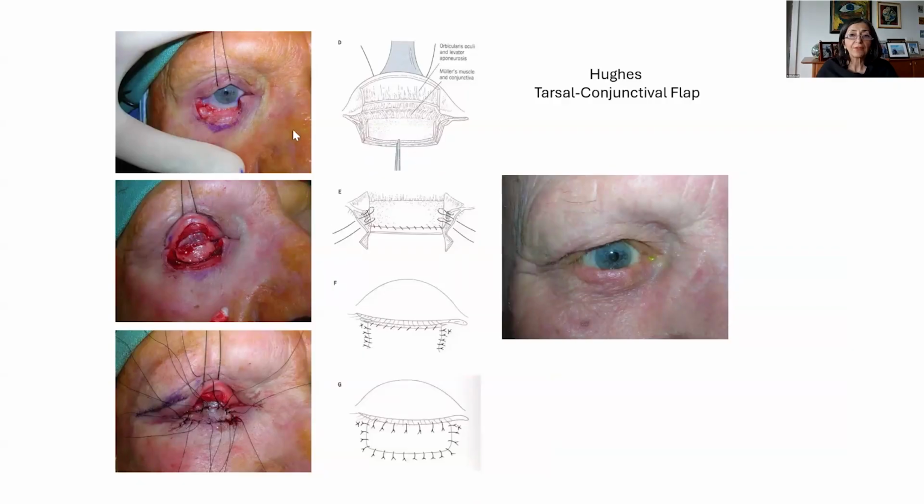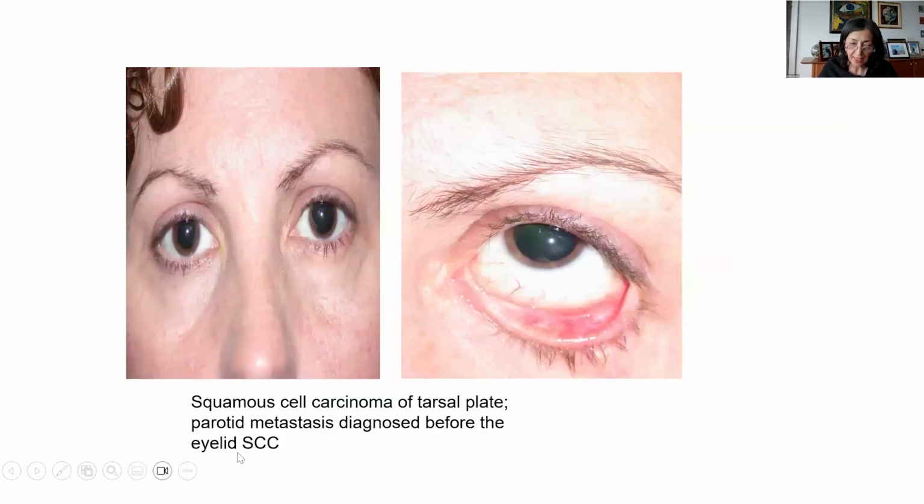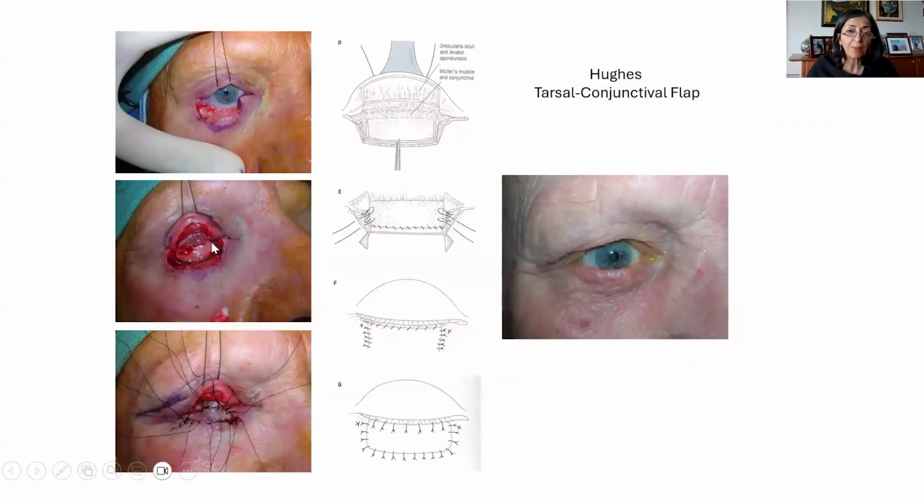So here are some real life examples. Again, this is the 4 millimeters of tarsus in the upper eyelid left behind. Here's the flap. This is the nice, sorry, let me go back. This is the nice, healthy flap, rotated downwards into the defect, sutured to the remaining islands of tarsus, and then covered by a skin graft.